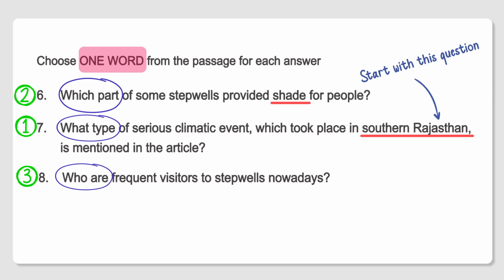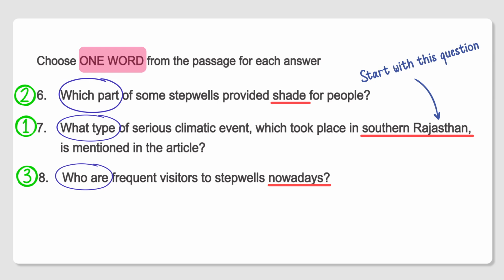Frequent visitors to stepwells nowadays. Nowadays is our keyword. Still, it's not our easiest keyword. Maybe a synonym is used in the text, maybe these days, or maybe today. These are some synonyms that can be used instead of nowadays in the text. So we have to find frequent visitors to the stepwells nowadays. Now, this is our, let's say, first part in which we read the question, and then we try to find our easiest keywords in the text.